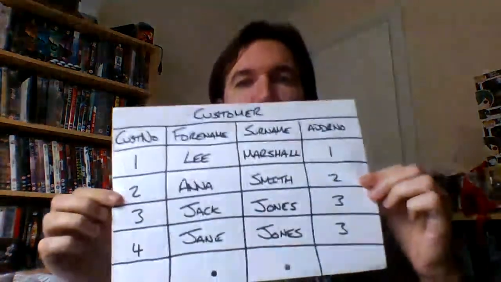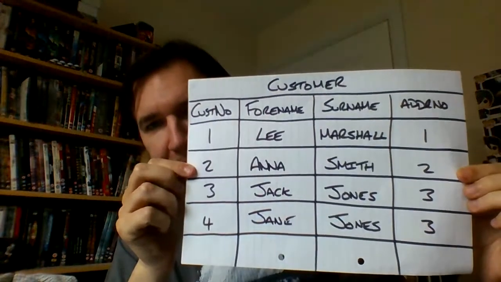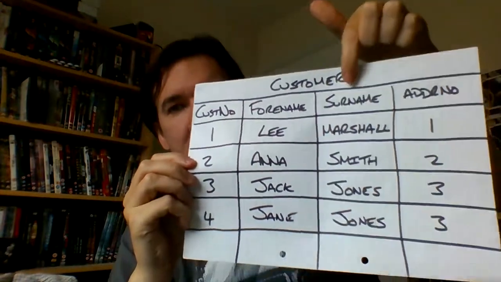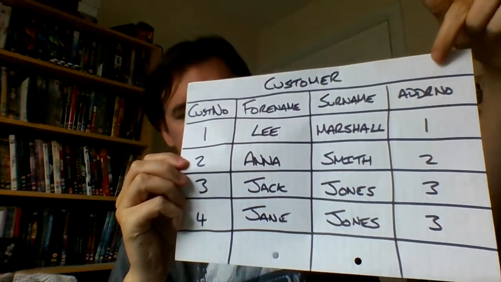And today I will be talking about how to join tables and why you would need to join tables. So we're going to have a couple of tables to use today. Our first one is called customer. So this time we've got a customer number column, a forename column, a surname, and an address number column.